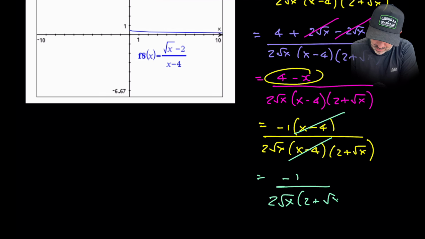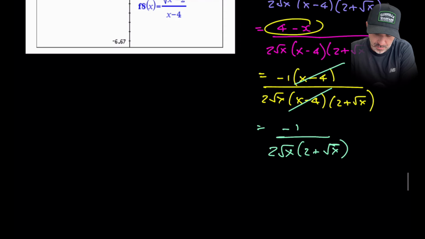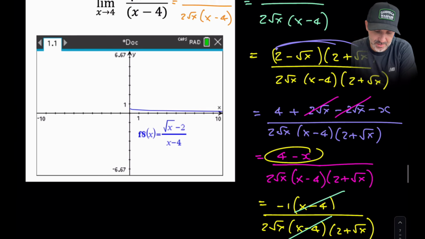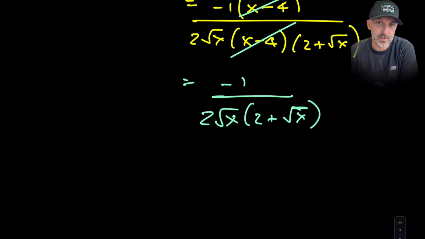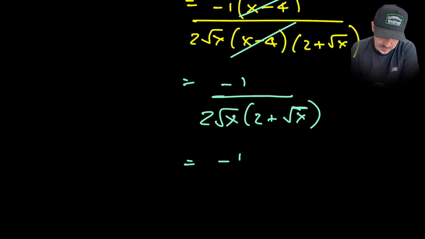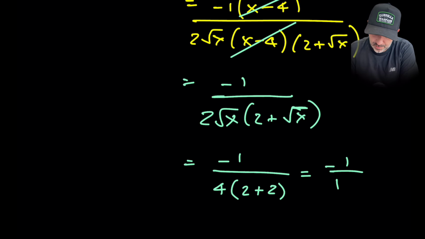Now we have a 1 on the numerator, and if we're able to go ahead and substitute a value in now and not get 0 on the denominator, we are done. So we have to substitute in 4. So when we substitute 4 in, there will not be 0 on the denominator. We will be left with 2 times root 4, so that will be 4. Then we have 2 plus root 4, so that's also 2, leaving us with negative 1 over 16.